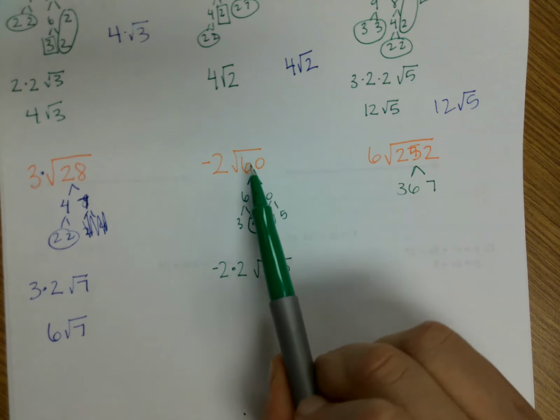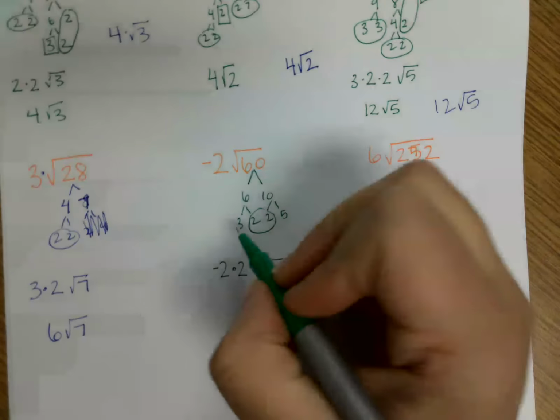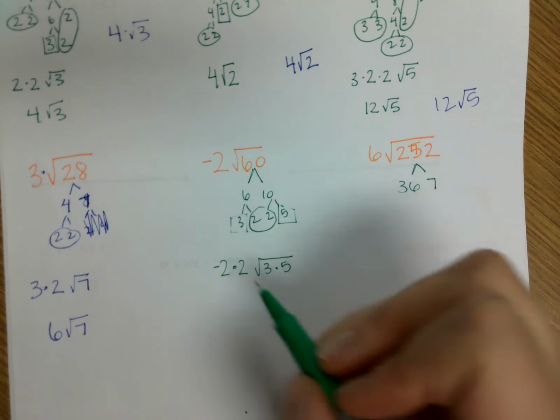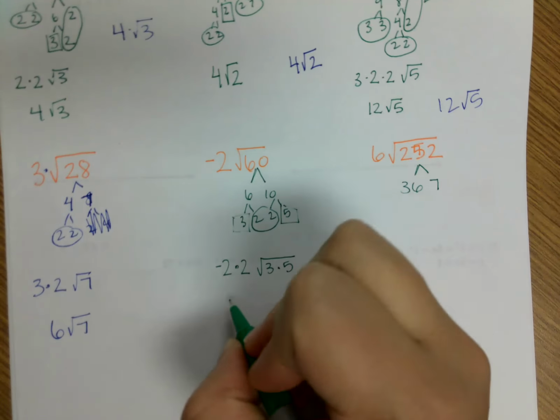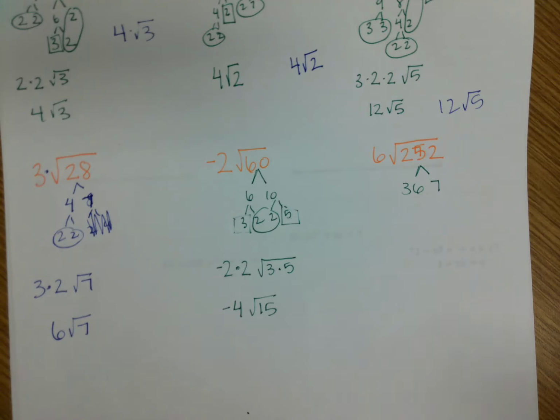So here, if I do my factor tree, I have a pair of 2's, and that pair comes out. I'm left with this 3 on the inside and this 5. Those both have to stay inside. So this 2 gets multiplied by the negative 2 out in front, and the 3 times 5 get multiplied to be square root of 15.